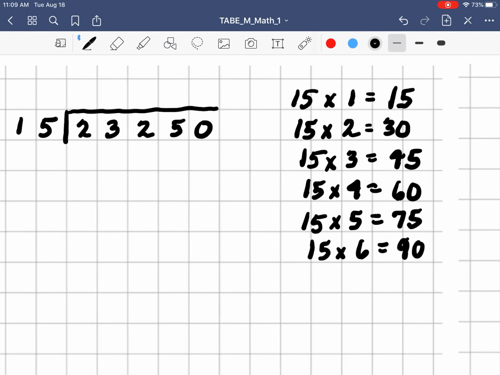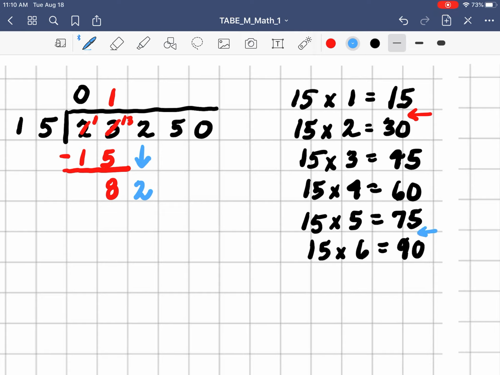So here we go. 15 into 2 cannot happen. 15 into 23 is going to be right in here, so that's one time. 23 minus 15, so you can borrow if you need to. 13 minus 5 is 8. If you don't need to borrow there, that's okay. Just do it in your head. Bring down the 2.